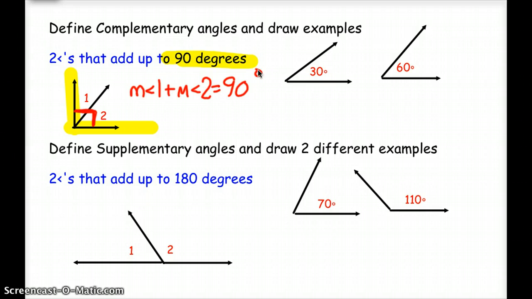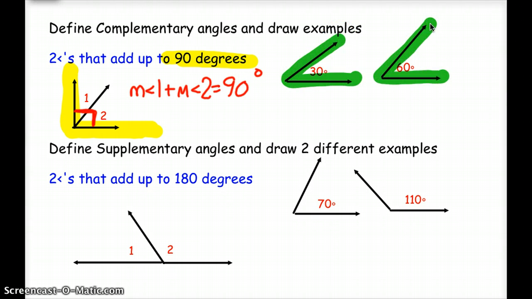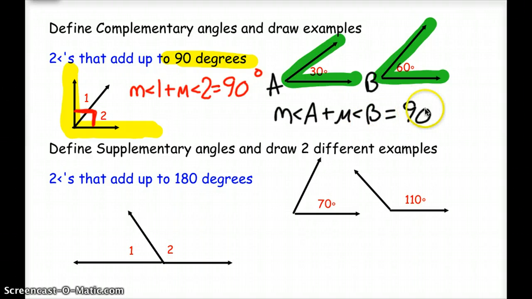They don't have to be adjacent to each other. In this example right here, my angles are adjacent. In my second example, I have a 30-degree angle and a 60-degree angle. They are not adjacent to each other. They're not connected. Complementary does not need to be adjacent. I forgot to identify those. That's A and B. So I would write the measure of angle A plus the measure of angle B equals 90 degrees. And remember, when you have an equal sign and you're talking about angle measures, you need to have the m's for the measures.